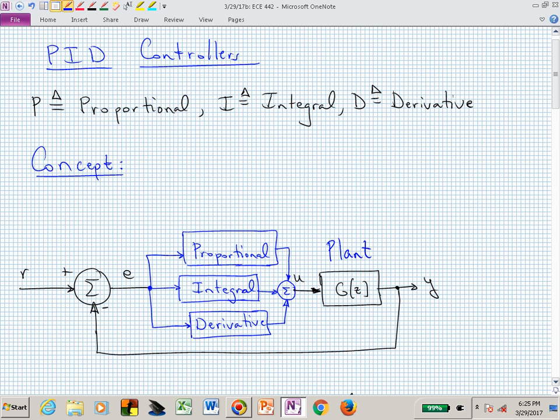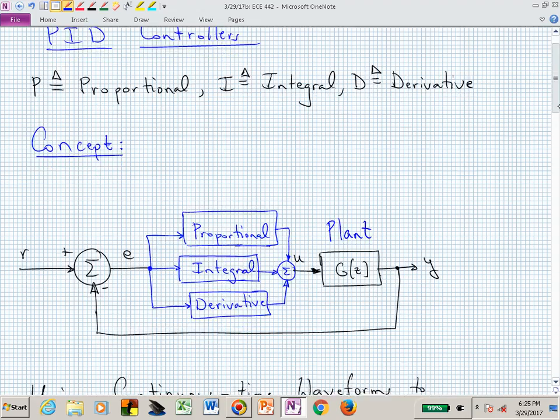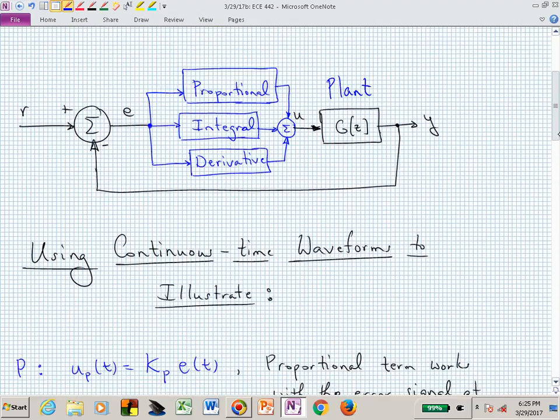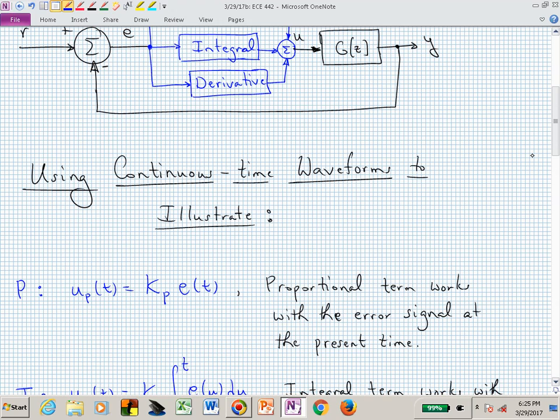Desirable closed-loop behavior. We want to figure out how we adjust the gains of these three pieces, the proportional gain, the integral gain, and the derivative gain, such that we have a well-behaved system response. And what we want to do now is try to understand what those different pieces might look like.